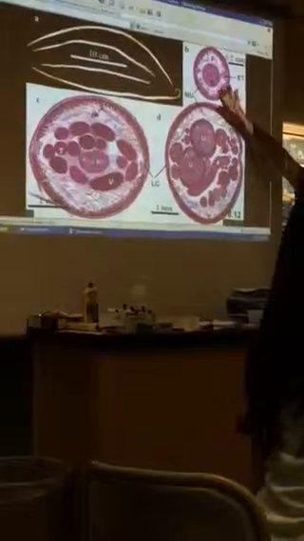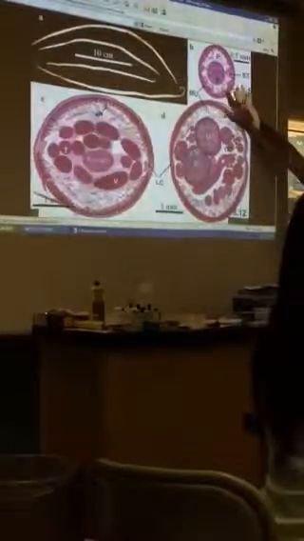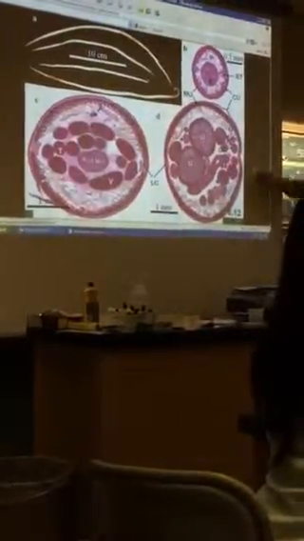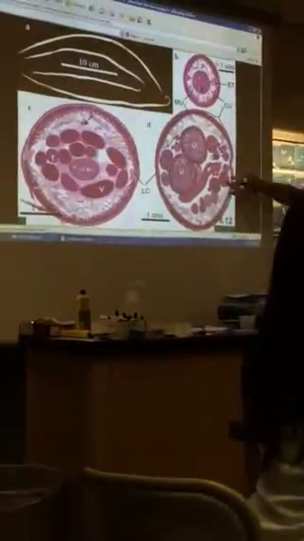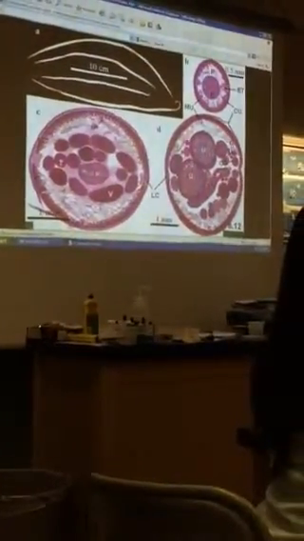This is a section through the esophagus. You don't have to worry about that. Okay? You're not going to see that, but you will see some of these. This is the muscle. Okay? We have a false body cavity, but there is a body cavity.